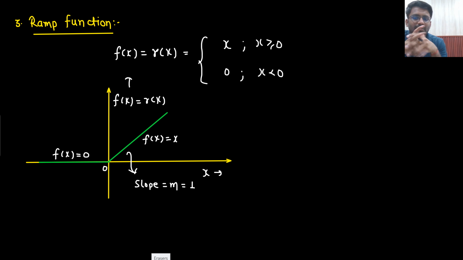Understandable? So this is your ramp function. What is the meaning of ramp function? Ramp function means it is defined such that for x greater than 0, f(x) will be equal to x. For x less than 0, f(x) will be equal to 0.